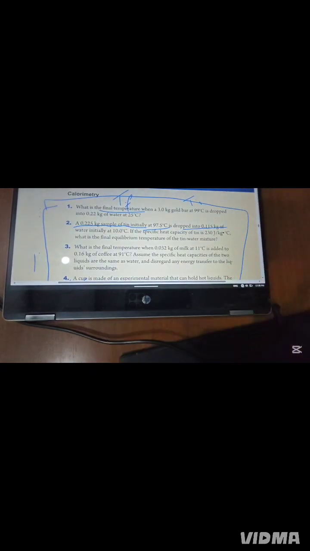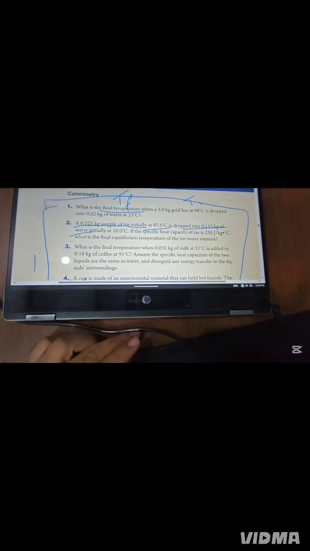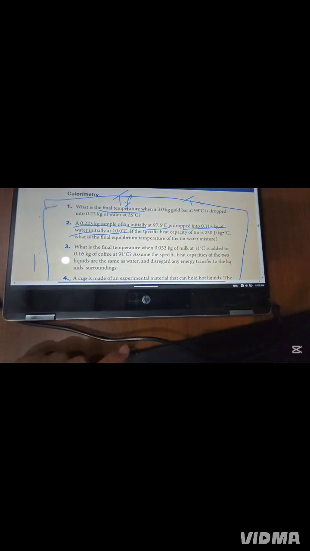into 0.115 kilogram of water, and this is the second object. And as I told you, this question is between two objects. One of them is water, the other is another object. Sometimes milk, sometimes water, sometimes milk and water, or water and cup. This topic is between two objects because you have energy transfer. So this is the mass of the water, 0.115 kilogram, and initially the temperature Ti is equal to 10 Celsius.